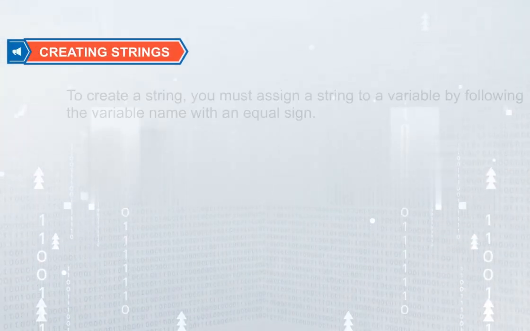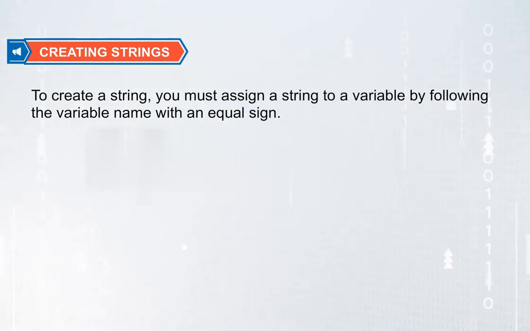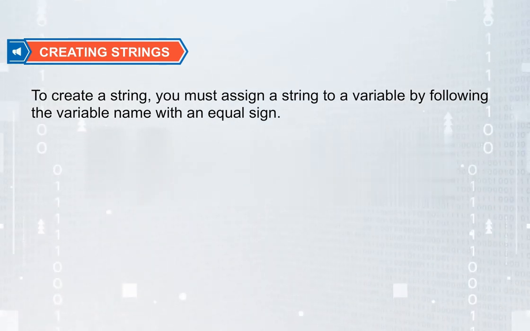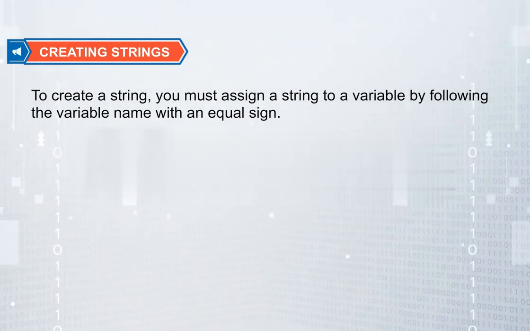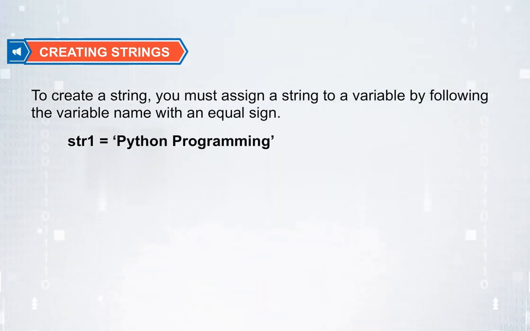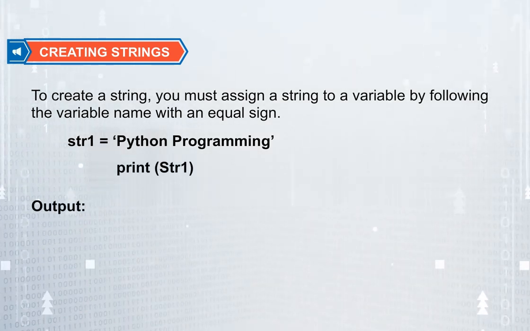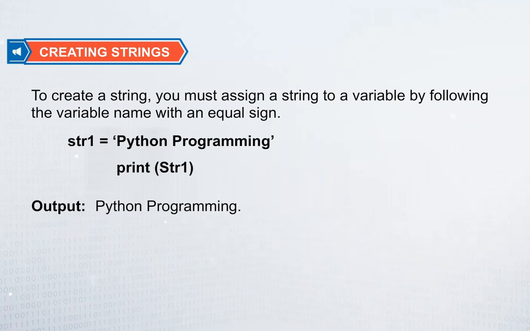Creating strings. To create a string, you must assign a string to a variable by following the variable name with an equal sign. str1 = 'Python programming', print(str1). Output: Python programming.